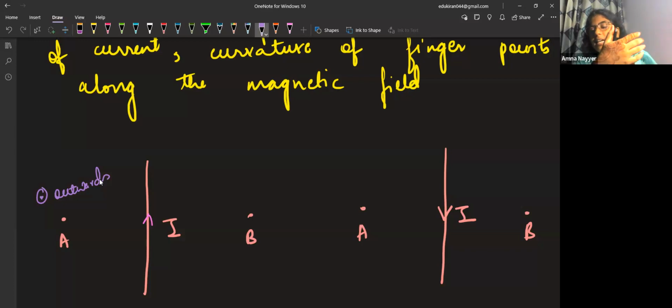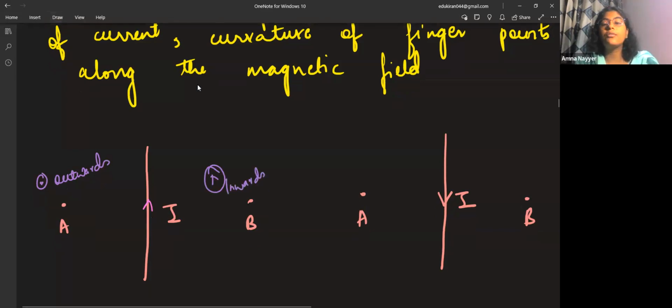Suppose this is point B, current is moving like this. If I take this again, point B is located on the right side. So on the right side, what is happening? On the right side, the fingers are curling inwards. You have to check where the curvatures of fingers are curling. Where is the curling occurring? Outwards or inwards? Curling is occurring inwards. So this becomes inwards.